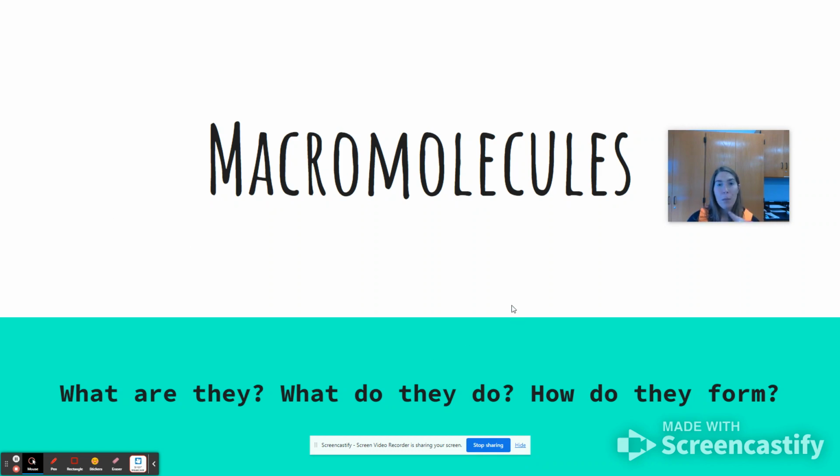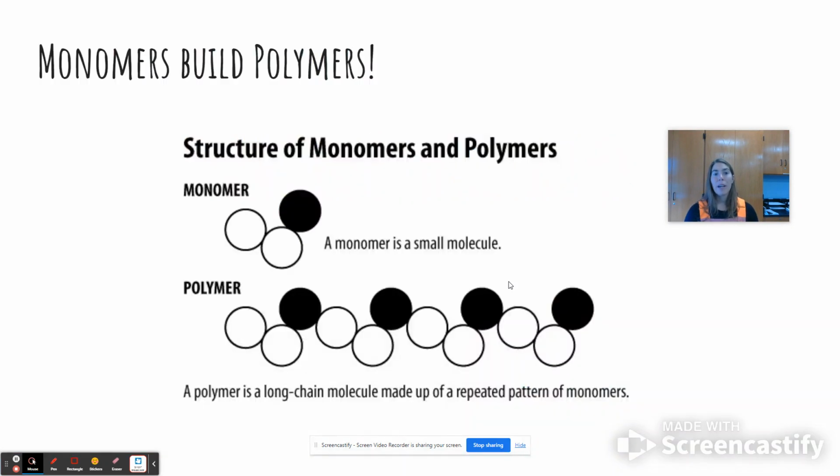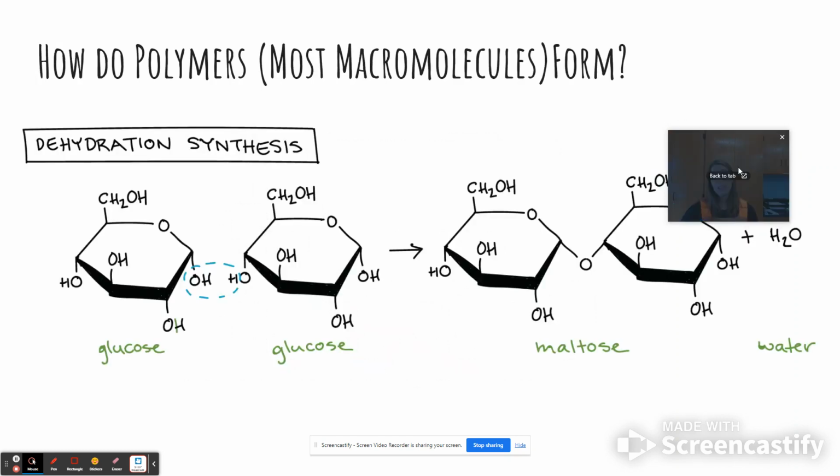So macromolecules. What are they? What do they do? And how do they form? So this will be a little bit of a review, especially with what is a polymer. So we went over monomers and polymers. Remember my brick versus my brick wall example? Monomers, mono means one, poly, many. So a monomer bonds together to form polymers. Polymers break down into their individual monomers. We need monomers to build polymers. No getting around that.